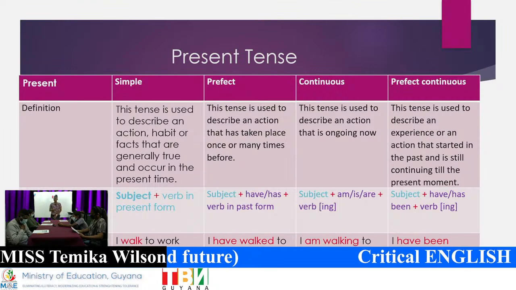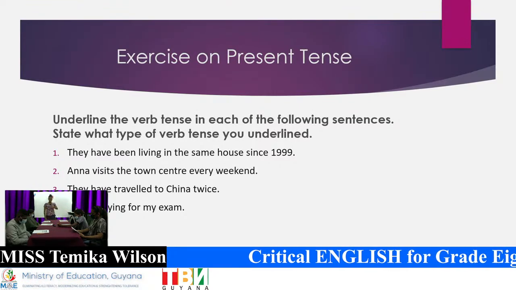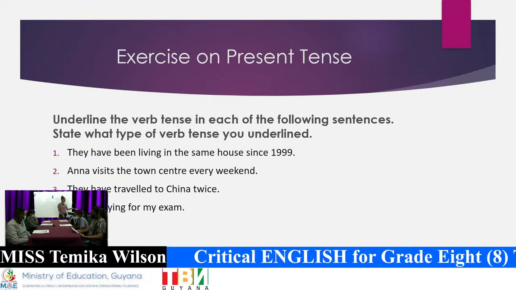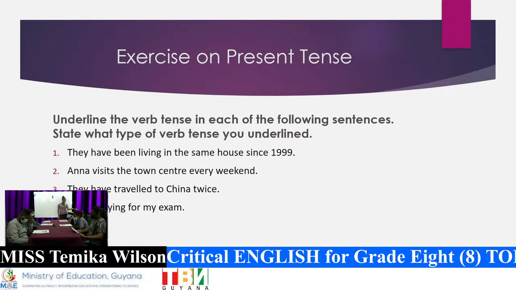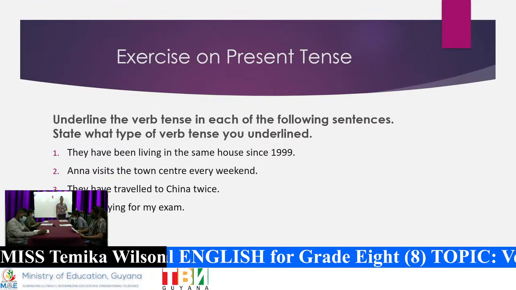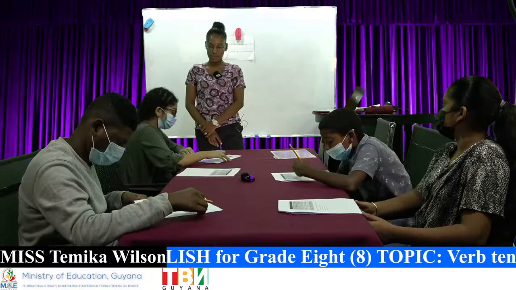All right? So let's see how much you have learned and understood. We go back to the practice table and see how much we have learned, and let's strive to see if we can get 4. Instructions are: underline the verb tense in each of the following sentences. State what type of verb tense you underlined. All right? And again, 2 minutes.